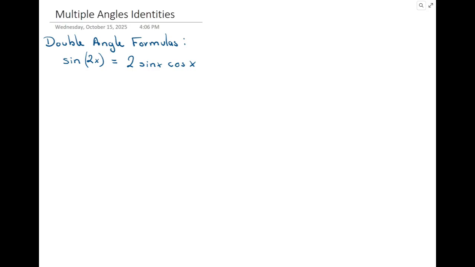The cosine of a double angle, so if I have 2x for a cosine, this will be equal to cosine squared minus sine squared. That's one version. But now, because I have squares, trig functions here, we know that we have a Pythagorean identity that has squares in it, right? Sine squared plus cosine squared equals 1.